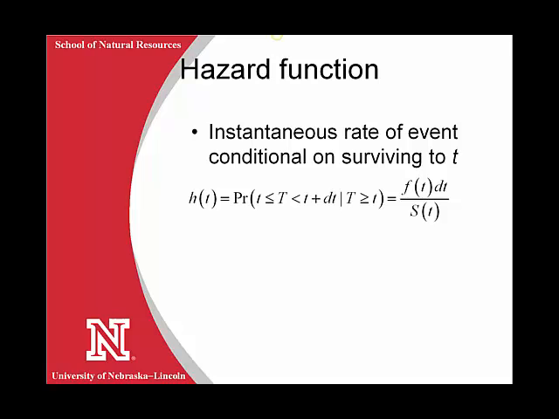Finally, another function that we're interested in in survival analysis is called the hazard function, and this is simply the instantaneous rate of the event occurring at a particular point in time t, conditional on surviving to time t. So the event has not yet occurred. What is the rate at which it occurs right now? And you can calculate this as the density of the events at time t normalized by the probability that the event has not yet occurred, which is simply our survivorship function.